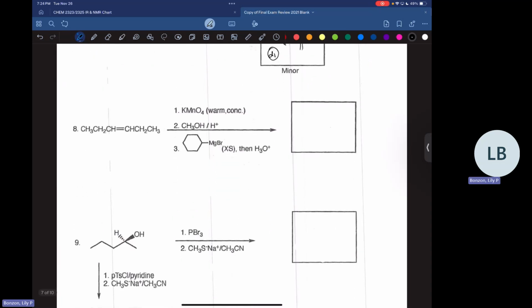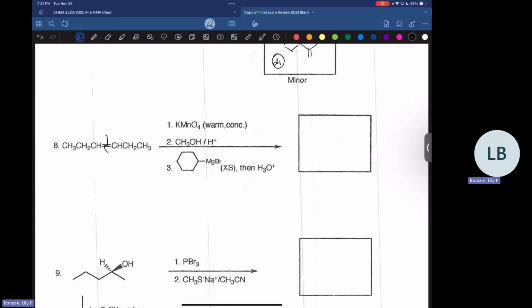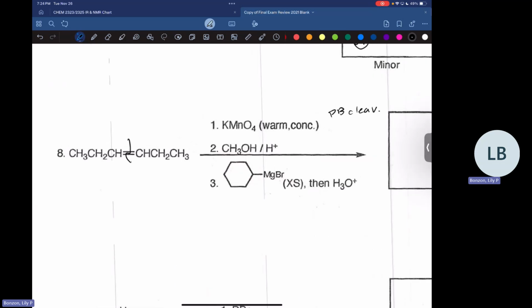Number 8, we have KMnO4 warm concentrated. So this is going to be the double bond cleavage. And it also oxidizes the carbons that were in the double bond. So because we had hydrogens attached to each of those, this one is going to form ketones or carboxylic acids. And because we have the hydrogens, these hydrogens will be oxidized to form the carboxylic acid product. So step 1, we're going to form our carboxylic acid.